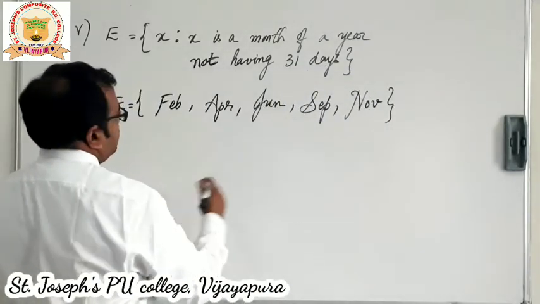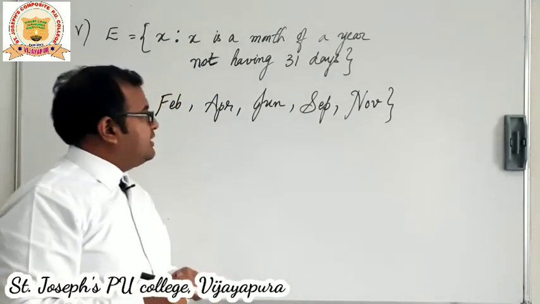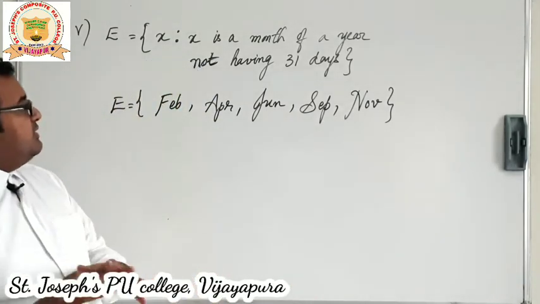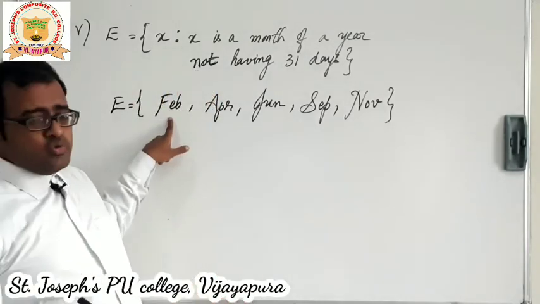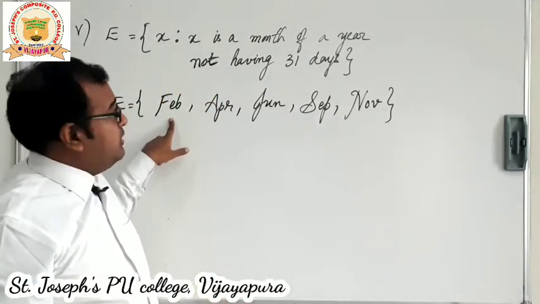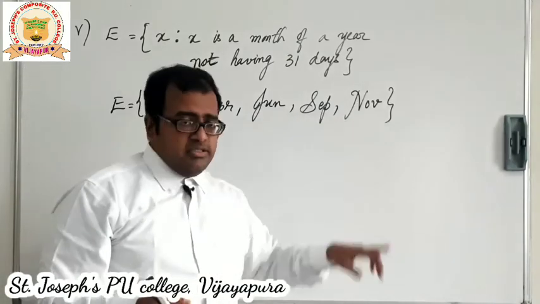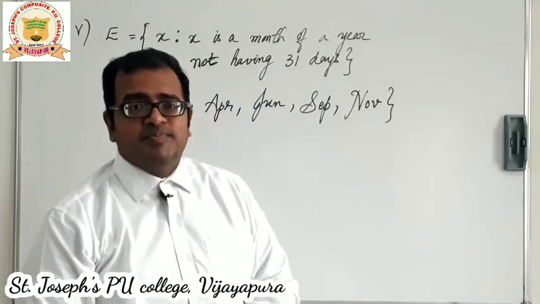So, if you look at all the letters, set E consists of all those months which do not have 31 days. 28 or 29 depending upon leap or not leap year. 30, 30, 30, 30. That's the answer.